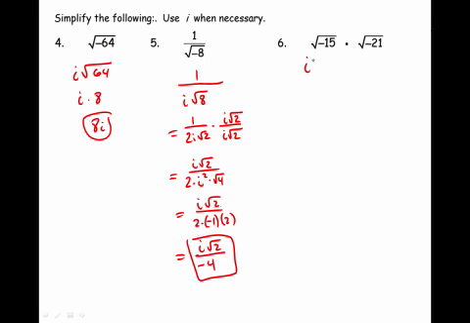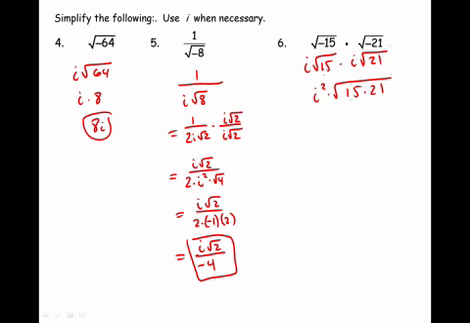Number 6, I'd factor out an i on both spots. So I'd have i root 15 times i root 21. Then I'd go ahead and multiply. It'd give me i squared times 15 times 21 under the radical.